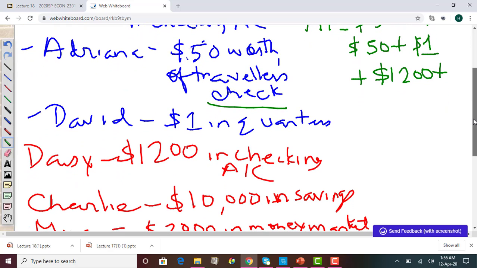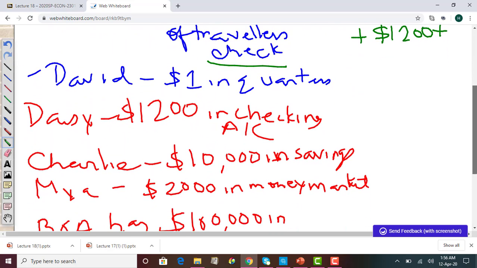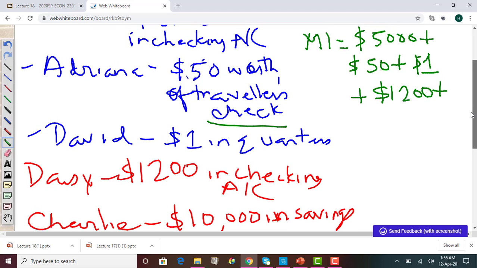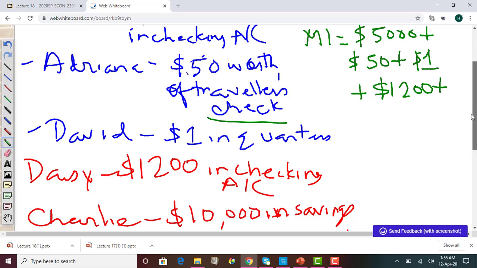The next statement is Charlie has $10,000 in savings accounts, so we will not include savings account deposits under M1 because these are less liquid. We don't usually touch those unless we need to. So we will not include savings account under M1. Then the next one, Maya has $2,000 in her money market account. Money market account is a type of investment account and it is not included in M1.